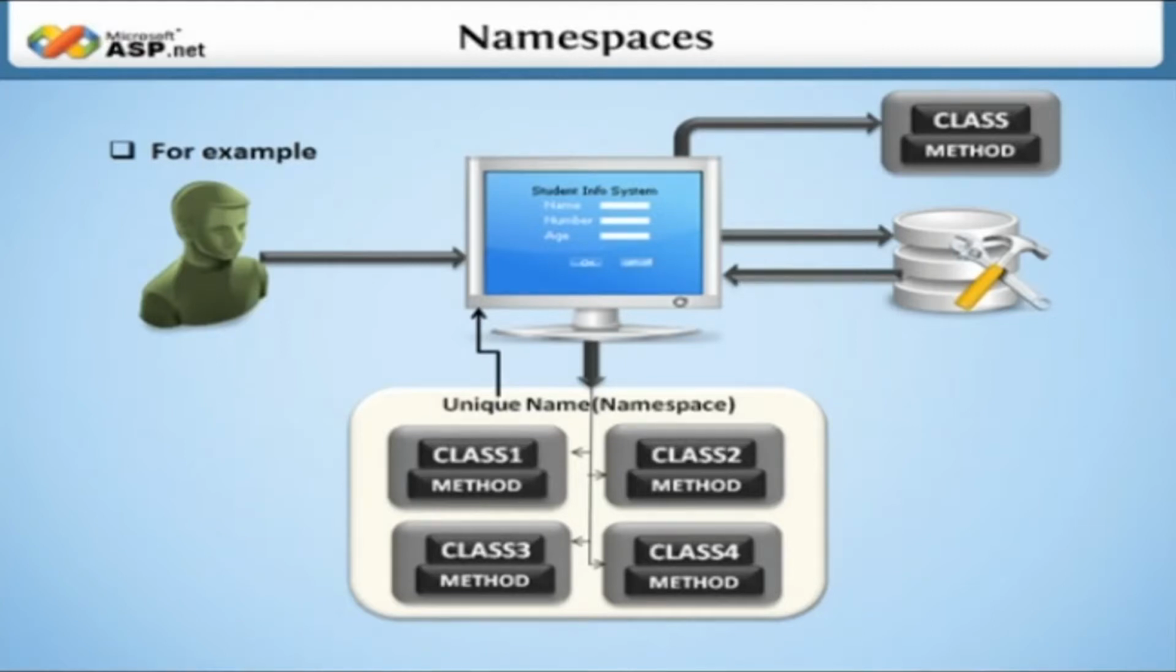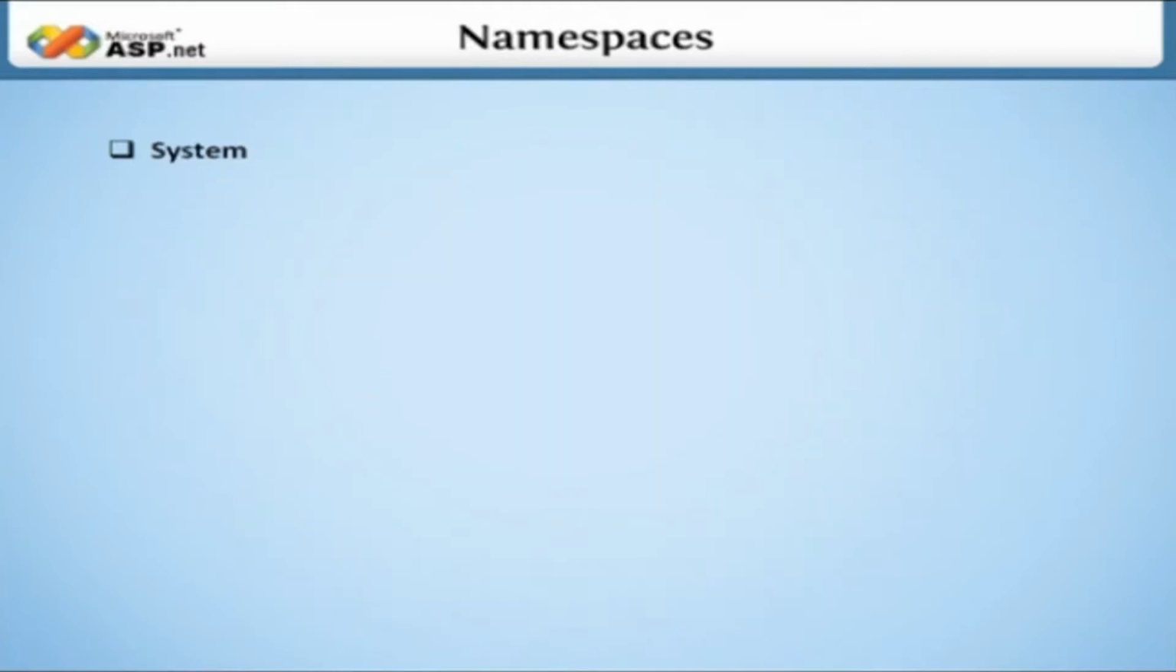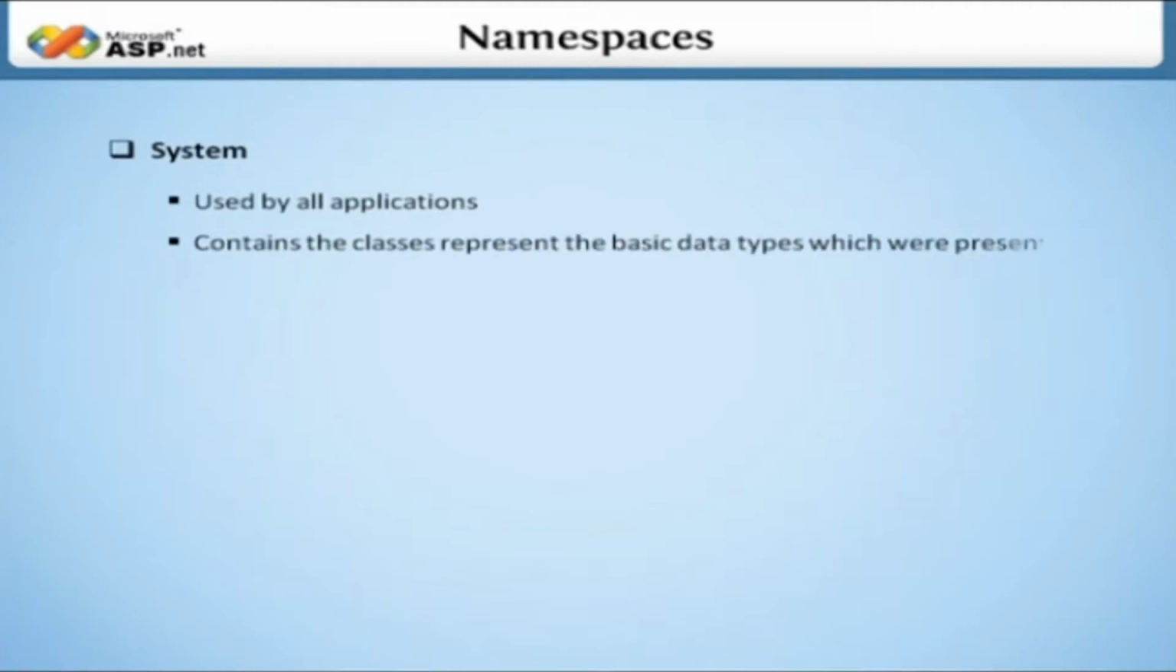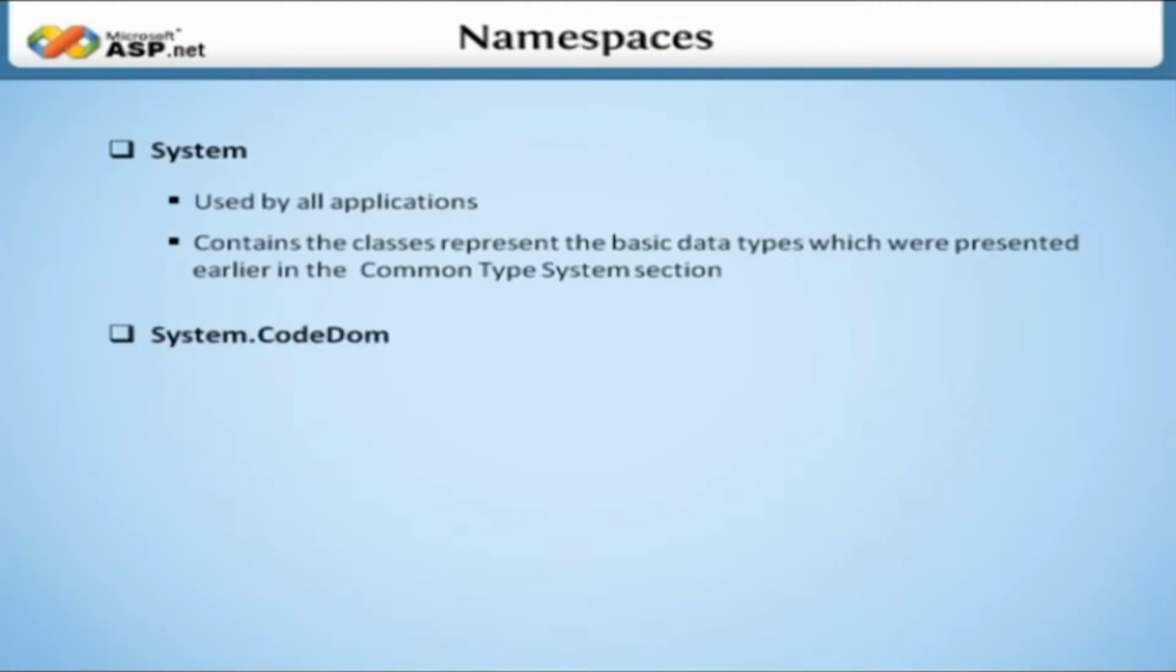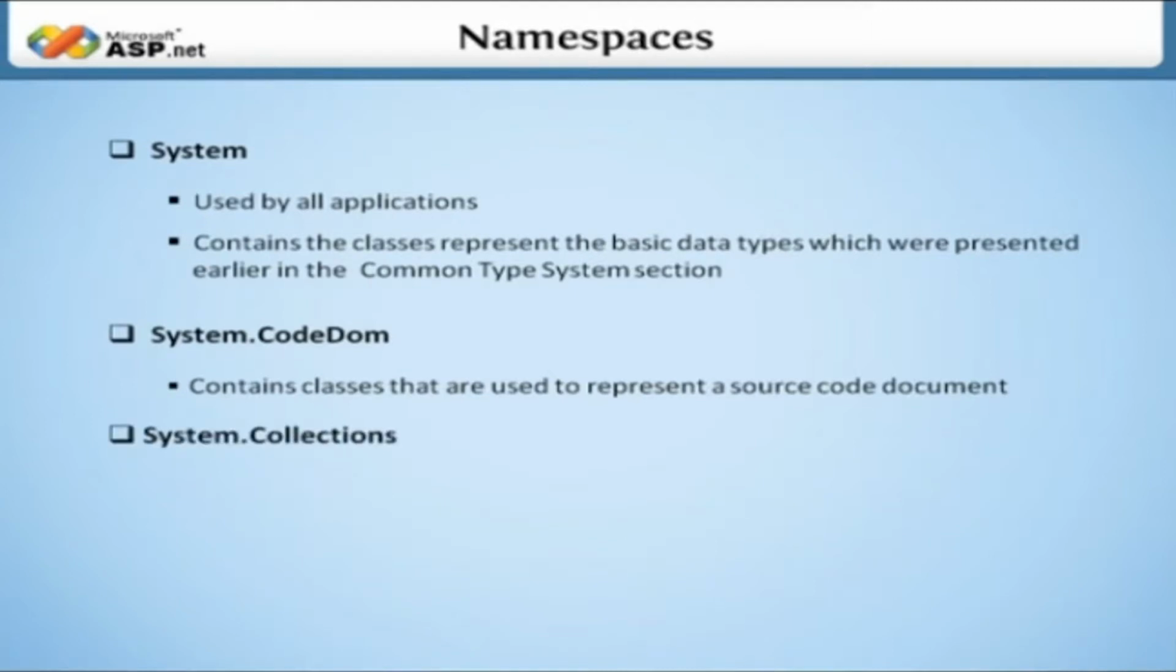Now, let's talk about the basic namespaces used in ASP.NET. System. The most fundamental of all .NET Framework namespaces is System. It must be used by all applications, and it contains the classes that represent the basic data types which were presented earlier in the Common Type System section. System.CodeDom. This contains classes that are used to represent a source code document. System.Collections. Contains classes used to manage collections of objects.